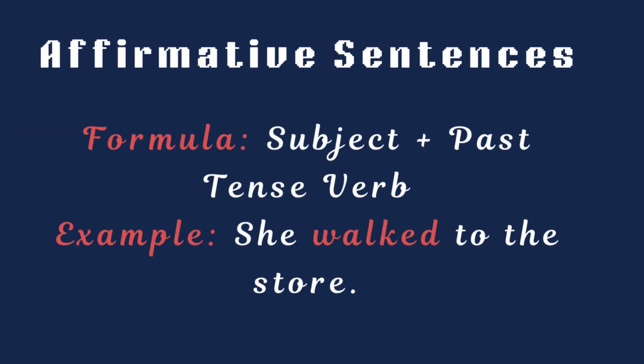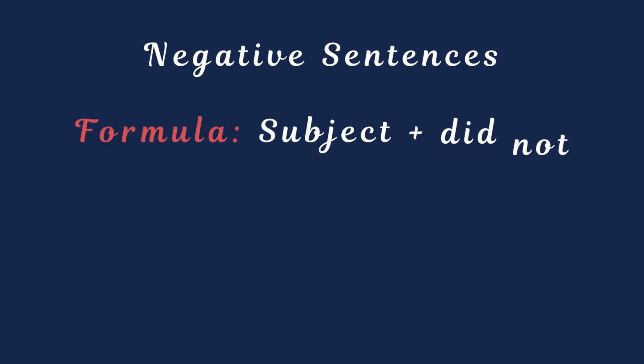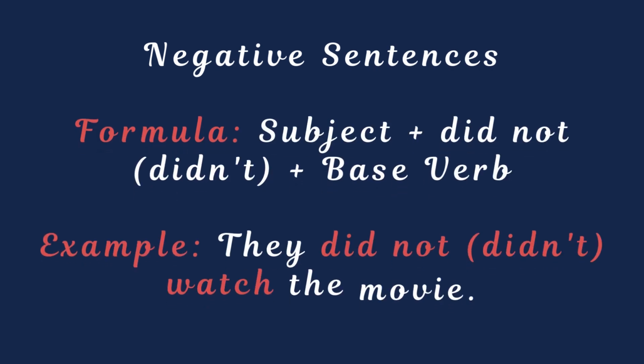For affirmative sentences, simply use the past tense verb directly after the subject. For example, she walked to the store. The verb walk becomes walked in the past tense. To form negative sentences, use did not or didn't followed by the base form of the verb. For instance, they did not watch the movie. The base form watch stays the same.